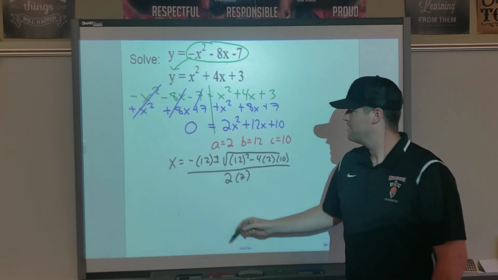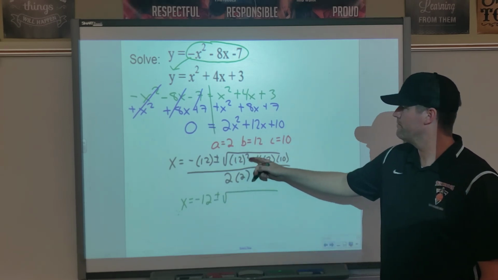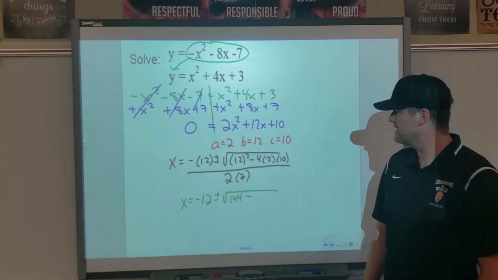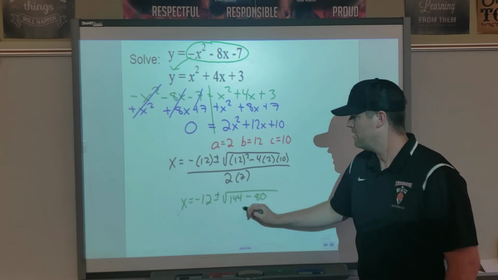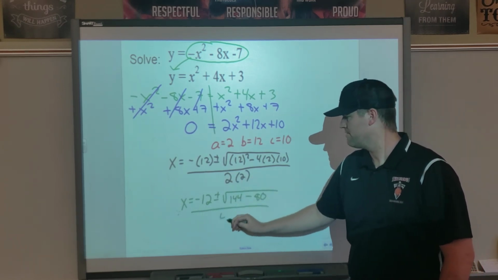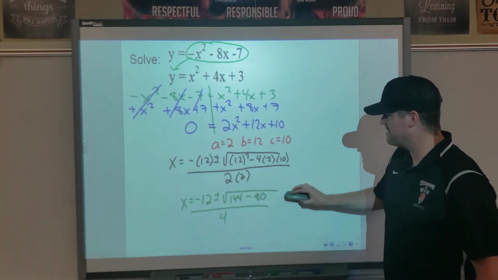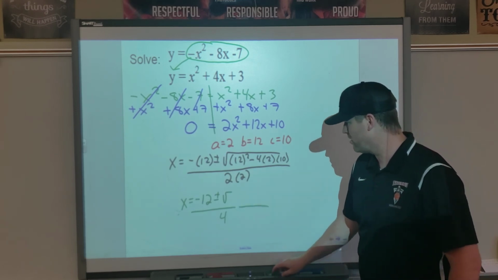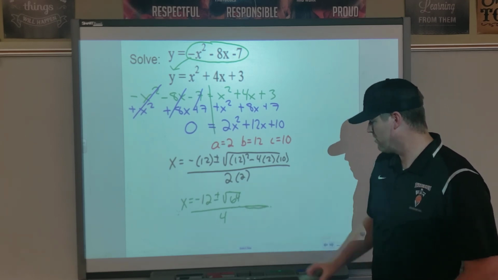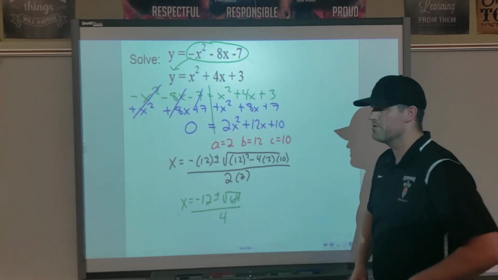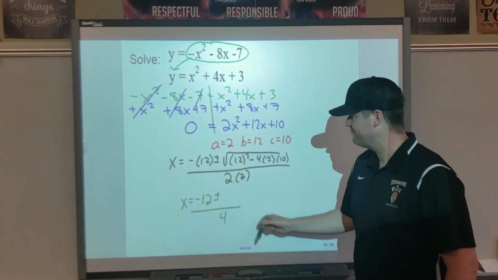Again, we simplify. x equals -12 plus or minus the square root of 144 minus 4 times 2, which is 8, 8 times 10 is 80, all over 2 times 2, which is 4. We then simplify our square root. 144 minus 80 is 64. And the square root of 64 is 8. So I'm going to replace that with 8.